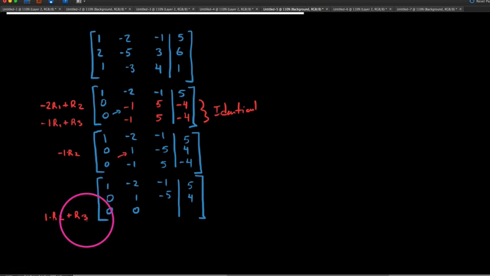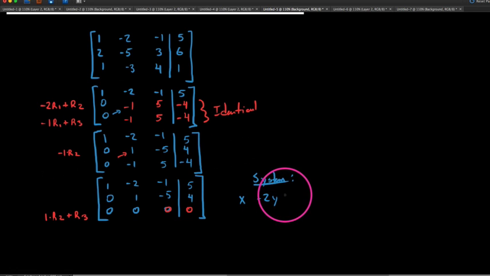Looking at these last two entries, negative 5 plus 5 is 0, and 4 plus a negative 4 is also a 0. Really quickly, we want to make sure that we rewrite the system associated with this augmented matrix now that we have it in this form. Our system would look like this: x minus 2y minus z equals 5. Now your second equation should say y minus 5z equals 4.